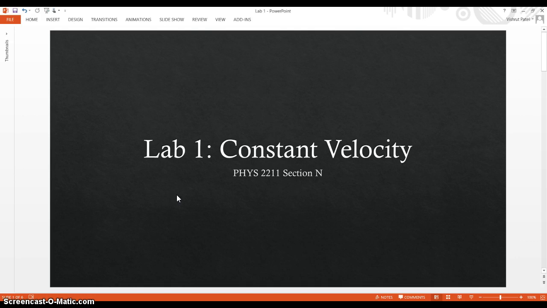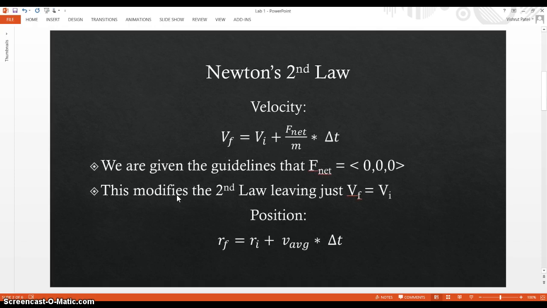Programs such as Tracker and VIDLE were used to extract data positions from a recording, all to explore the fundamental principle in Newton's second law of motion. Newton's second law of motion tells us a great deal about velocity. It tells us that the final velocity is equal to the initial velocity plus the net force over mass times delta t, with delta t representing change in time.